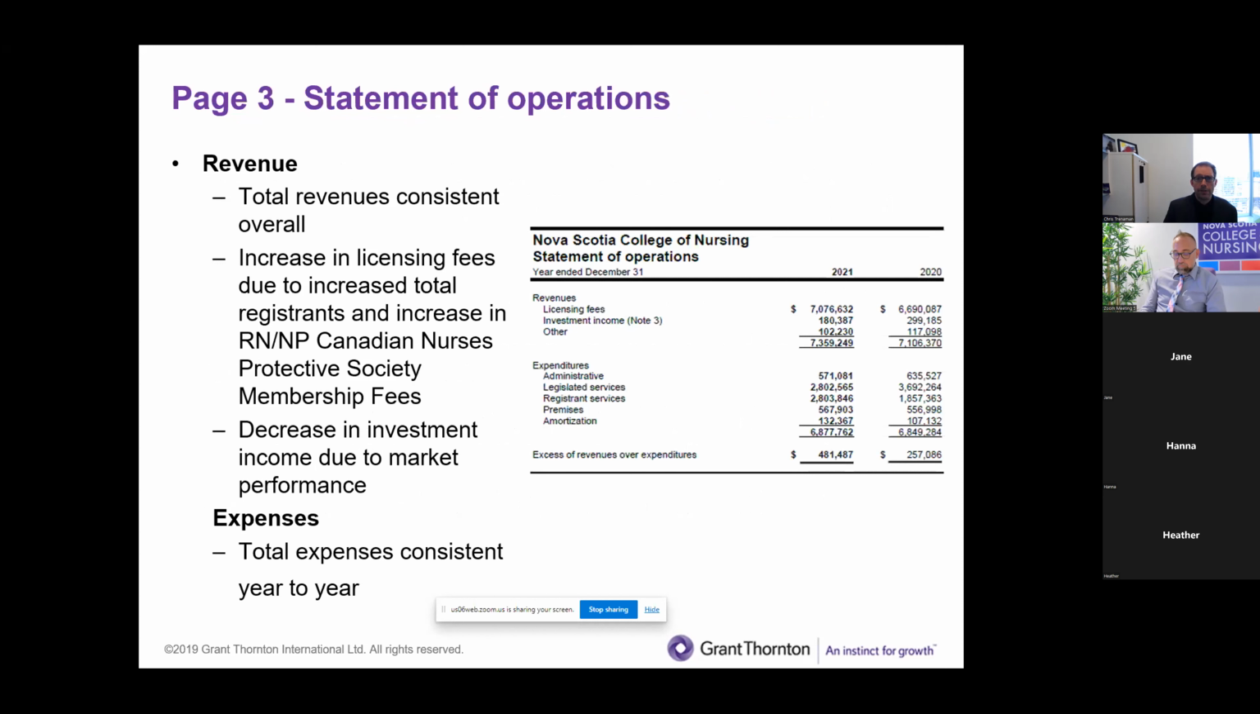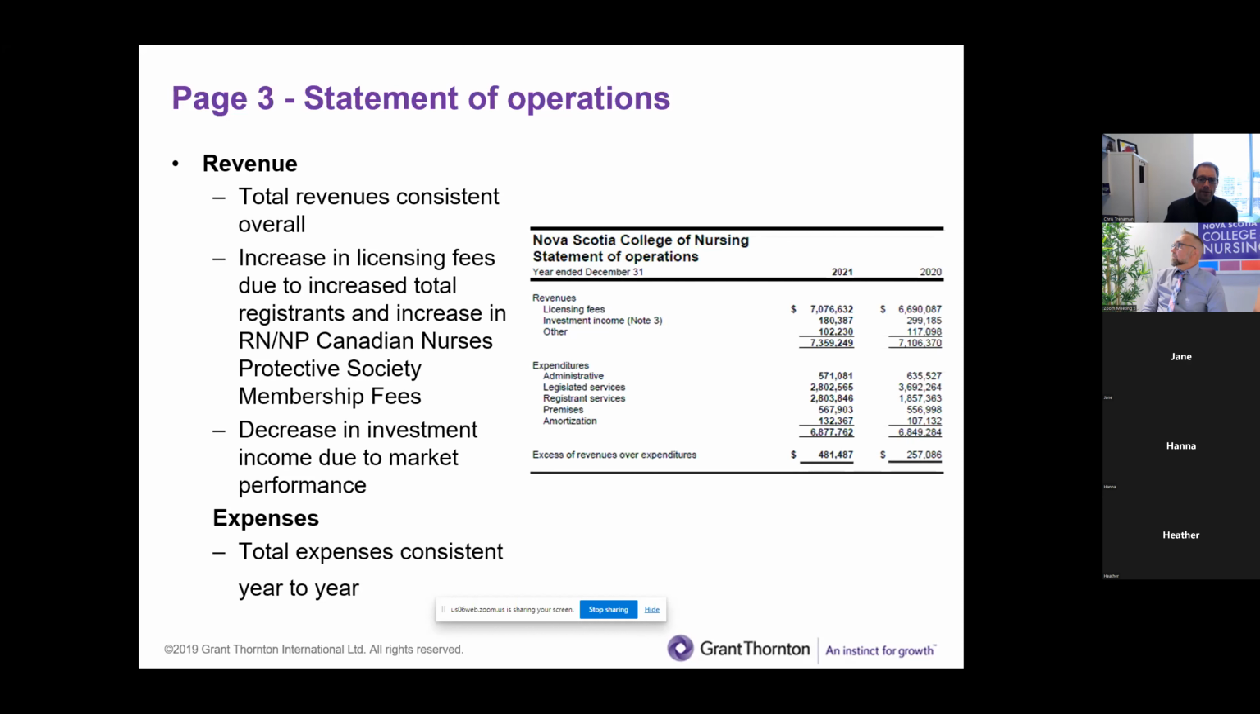The first main page of the financial statements would be the statement of operations, and this provides a high-level overview over the course of the year with comparative figures for the 2020 year end, and really highlights the revenues and the expenditures of NSCN during the course of the year. So looking first to revenues, we see that revenues are pretty consistent year over year, 7.3 million versus 7.1 in the previous year. So a little bit of an increase, but overall quite consistent.